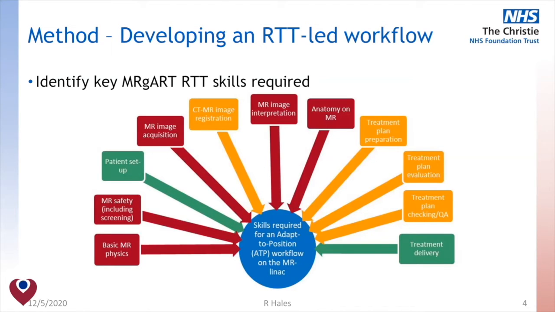The green skills represent those that are standard for cone-beam CT guided treatment, so setup and delivery. The amber skills, CT-MR registration, treatment plan preparation, evaluation and check-in, are within the scope of practice of a therapeutic radiographer, but these represent additional skills for our radiographers who do not rotate into treatment planning as standard. The red skills are outside the scope of practice currently of a UK therapeutic radiographer, such as MR image interpretation and acquisition.